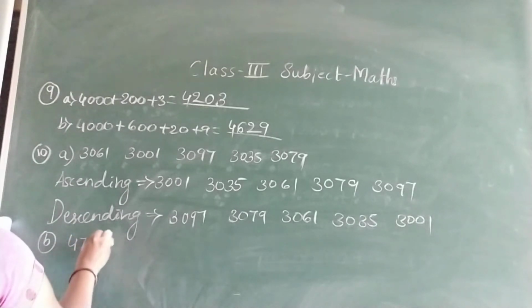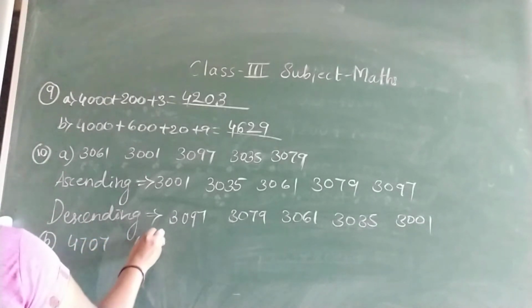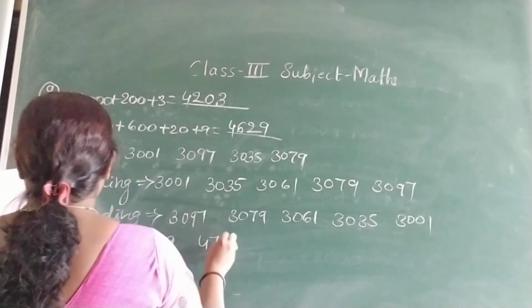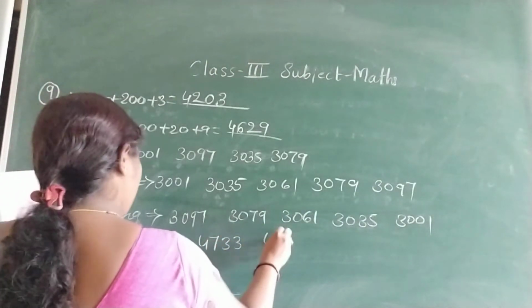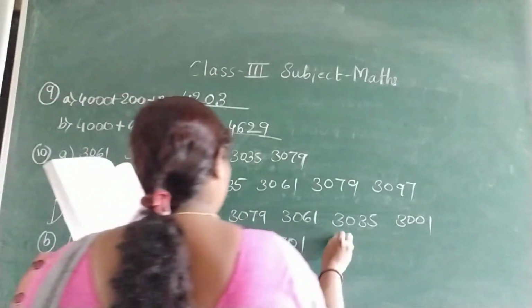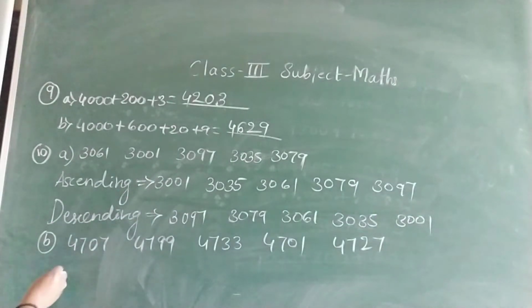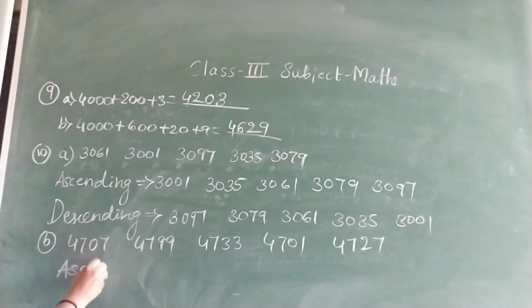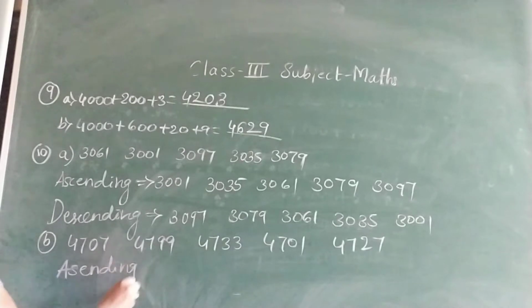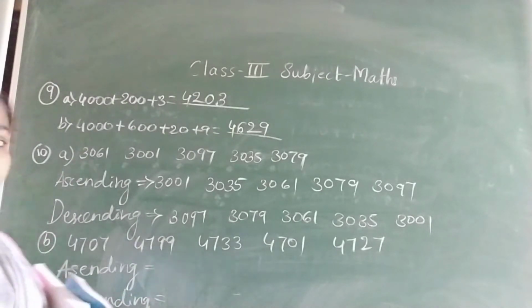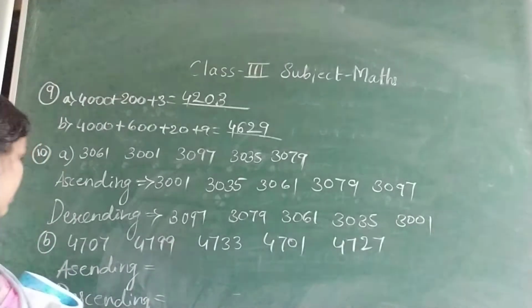4,707, 4,799, 4,733, 4,701, 4,727. First write ascending and descending. Ascending means you should identify the smallest number.